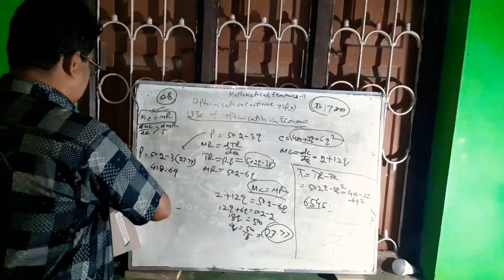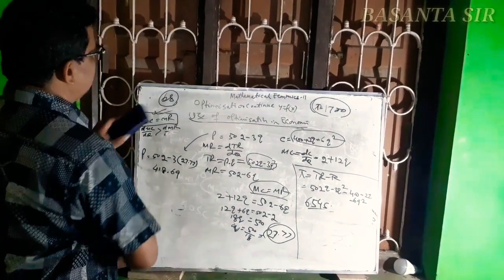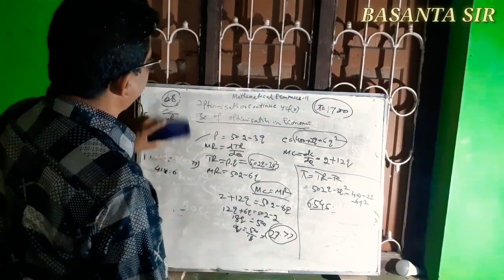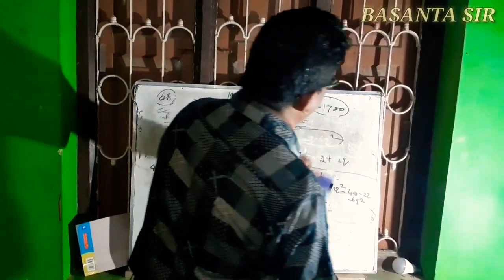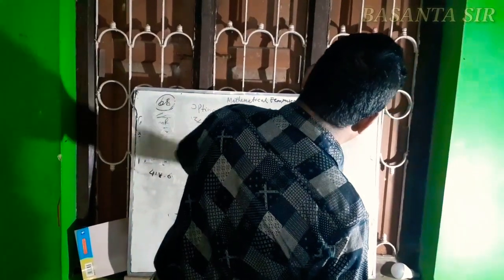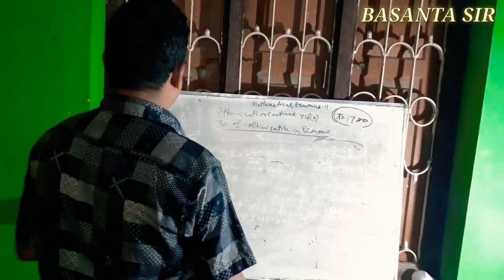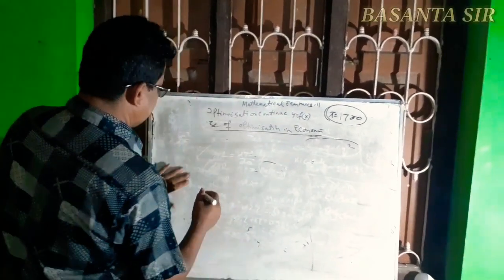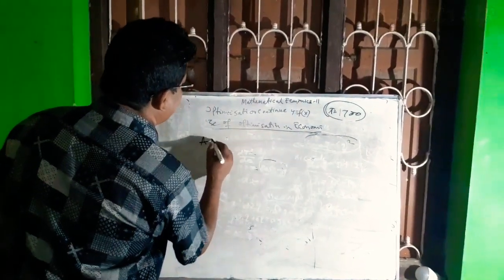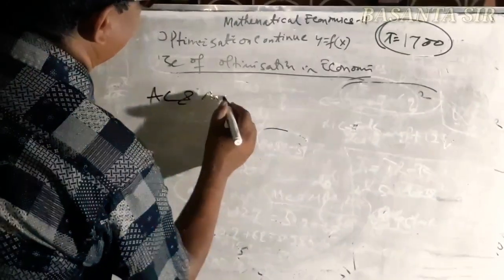Now we will go for another use of economics, or another use of optimization in economics. That is the SC and MC relation.